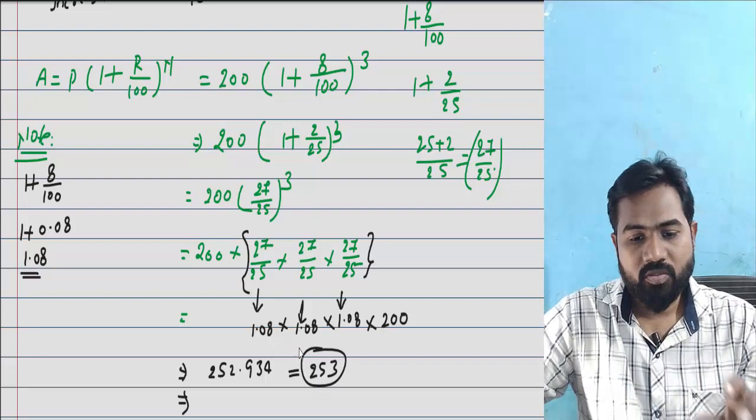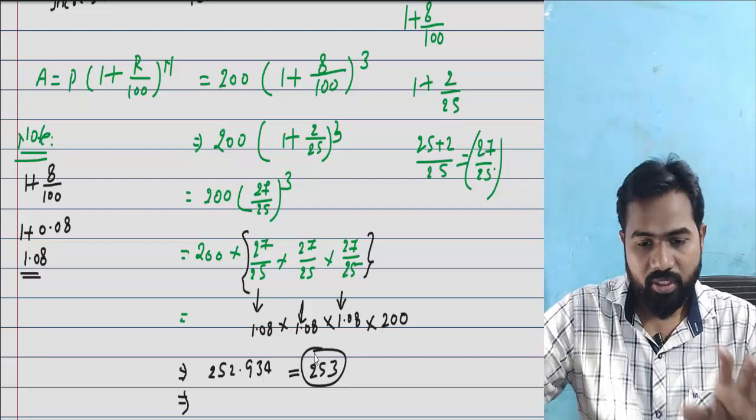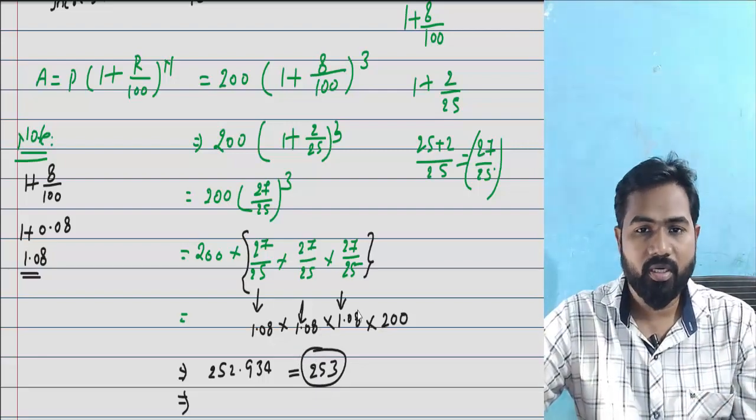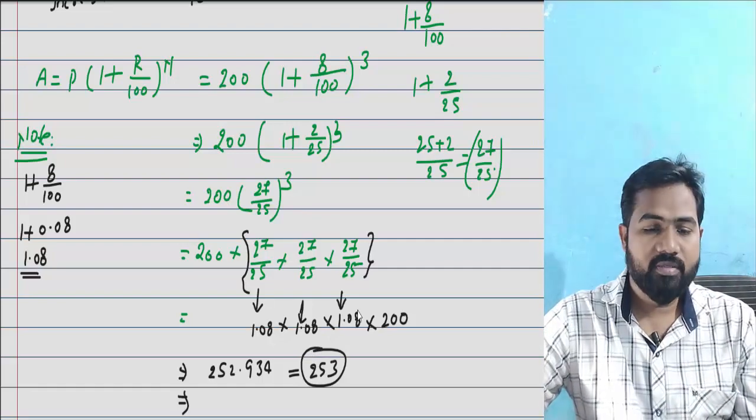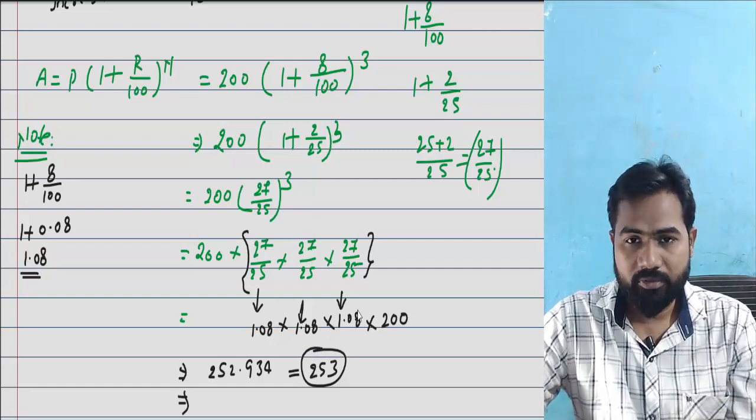Is that clear? So after 3 years, the number of sheep will be 253. So students, this one is the lecture based on compound interest.